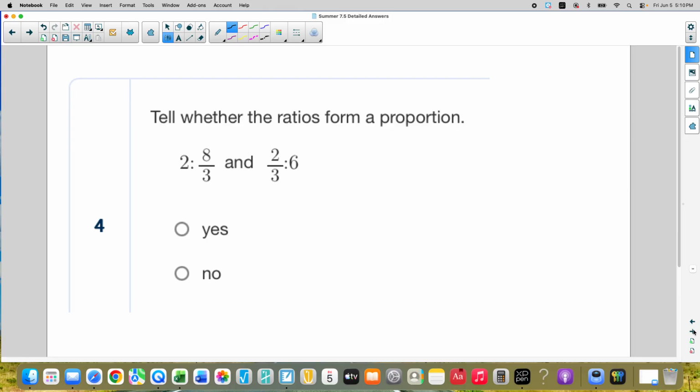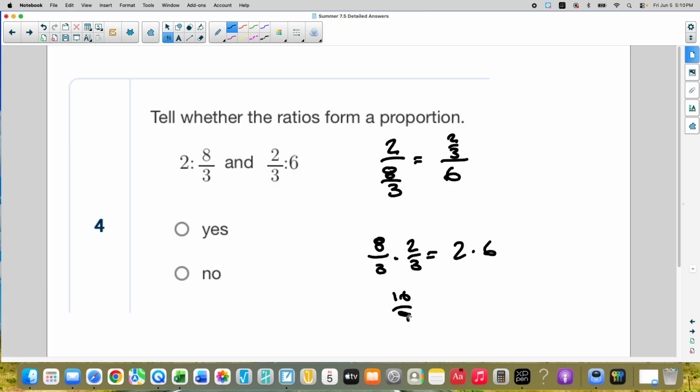Tell whether the ratios form a proportion. 2 over 8/3 is equal to 2/3 over 6. We can still do that proportion. Let's make that 2/3 look a little bit more like a third. So we can do cross product. You have 8/3 times 2/3 should equal 2 times 6. That's going to be 16/9 equals 12, and that definitely does not. So these are not proportional.